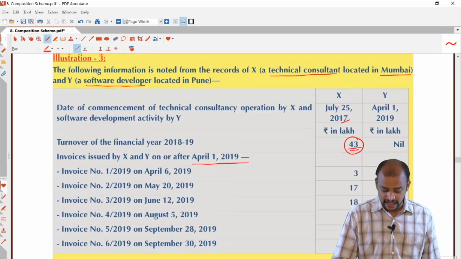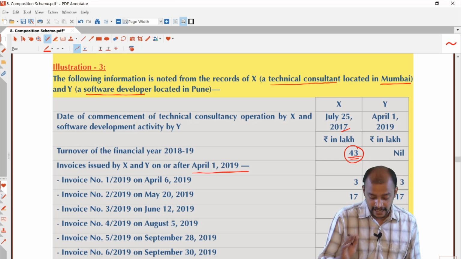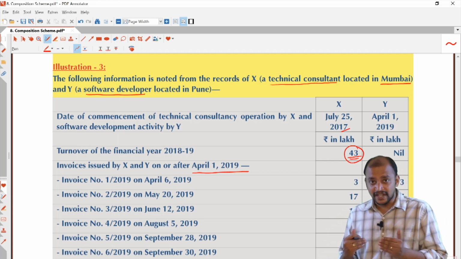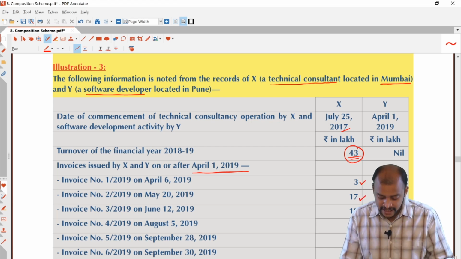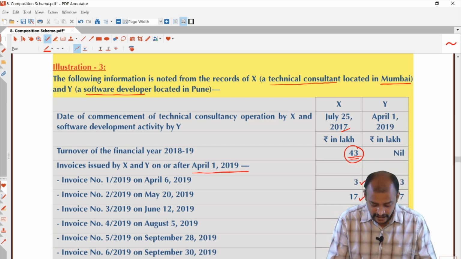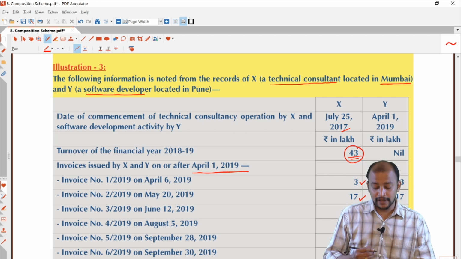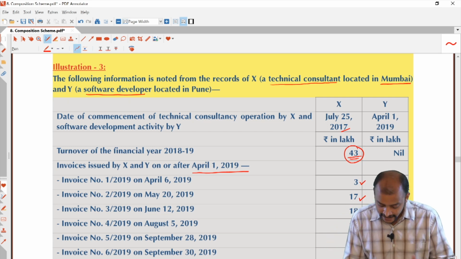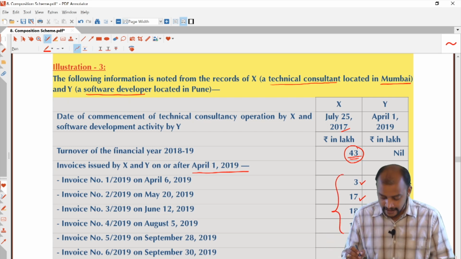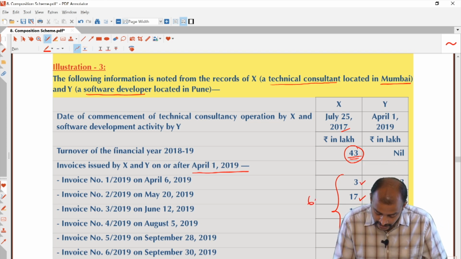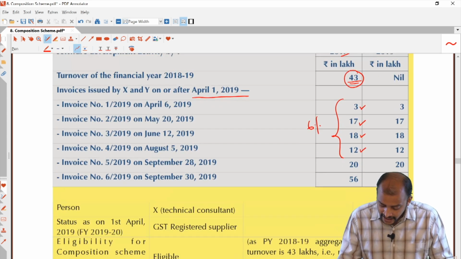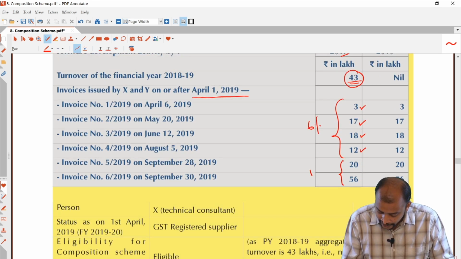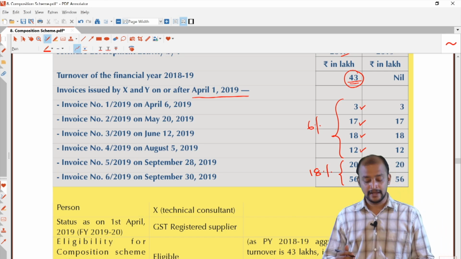Here normal rate data is not given, so we assume the normal rate as 18%. Now for the first 50 lakhs, 3 plus 17, 20, 20 plus 18, 38, 38 plus 12, 50. Exactly up to this, we will pay GST at the rate of 6%, and the remaining at the rate of 18%. Okay, that is the answer.